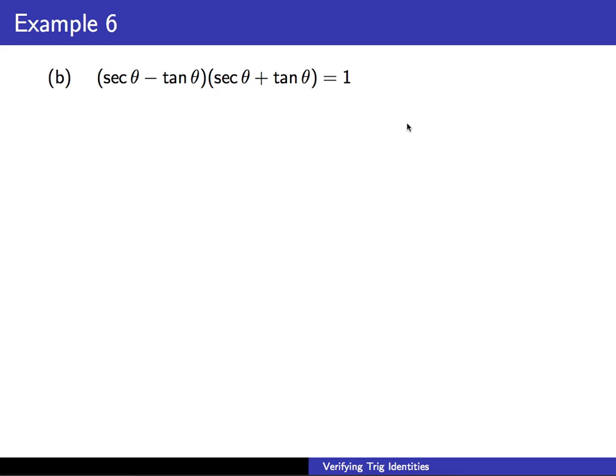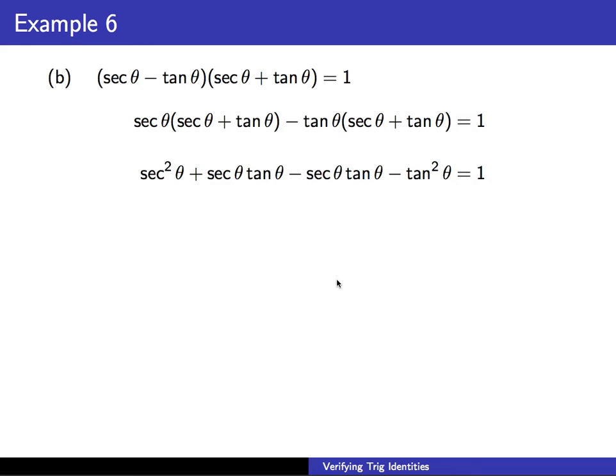So we've seen this already with the alternate form for our 1 plus tangent squared equals secant squared, but we can multiply this out. So we take secant of theta times this secant plus tangent, and then we have negative tangent theta times secant plus tangent as well. So we just multiply it all out. When we do that, secant times secant is secant squared. Secant times tangent is secant times tangent. Negative tangent times secant is negative secant tangent. And then negative tangent times tangent is negative tangent squared.